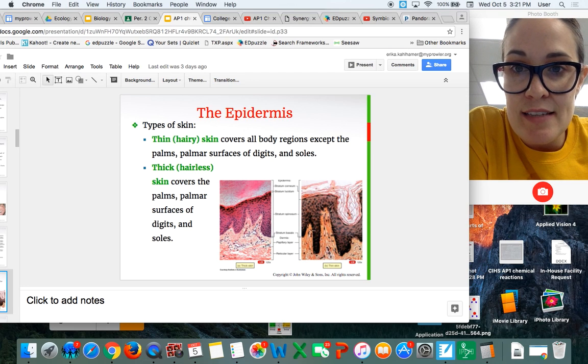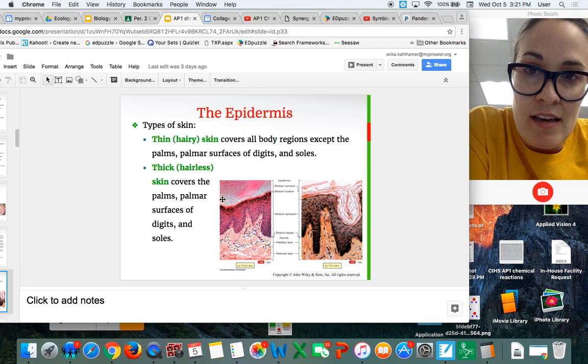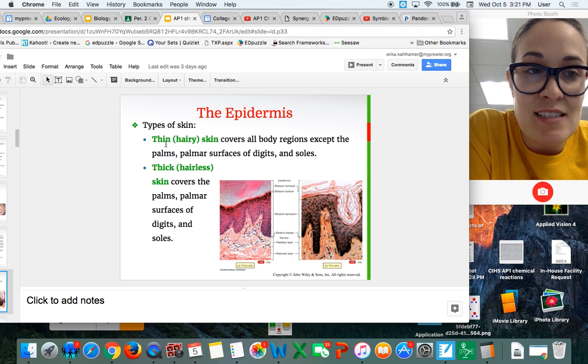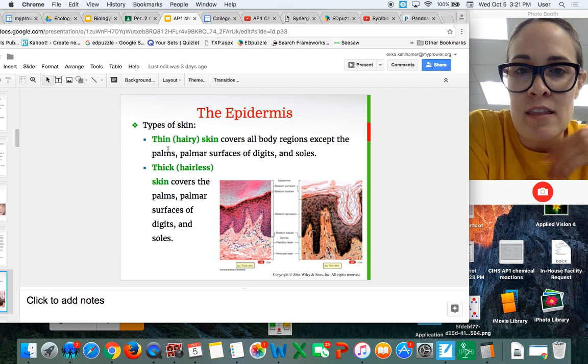The epidermis has thin skin and thick skin. Thin skin is usually hairy. Well, it is hairy. Sometimes the hair varies in color and length, though.